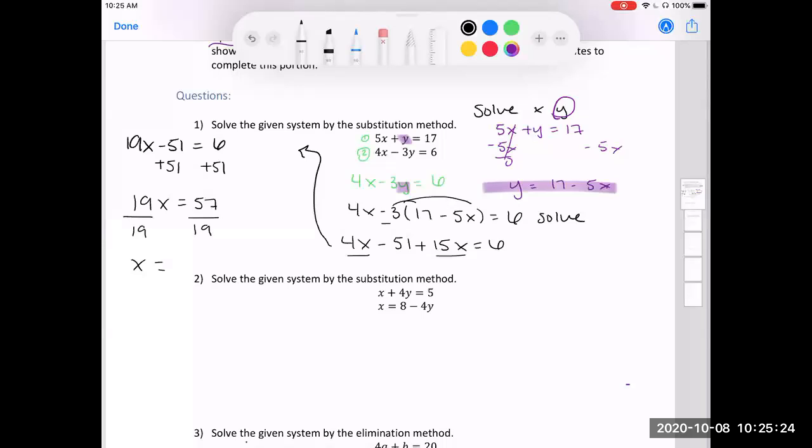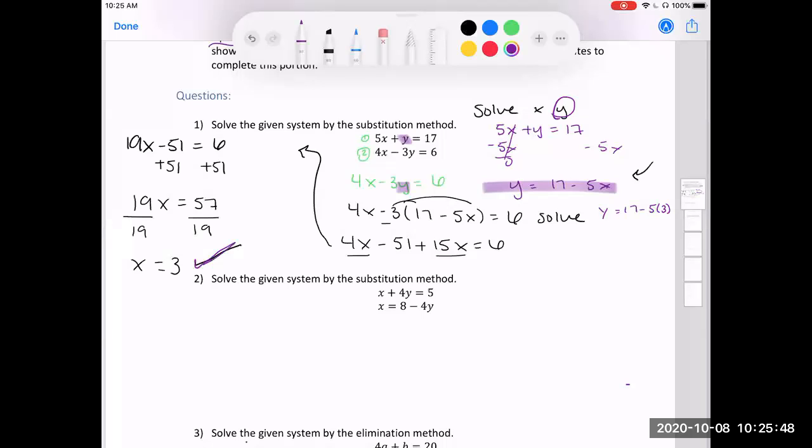I hope this is a whole number. 57 divided by 19 gives me 3. Ooh, good call. All right, so I have x equals 3. Now go ahead and take my 3 and plug it into my first one, that one we have here highlighted. So that I have y is equal to 17 minus 5 times, and now my x is 3.